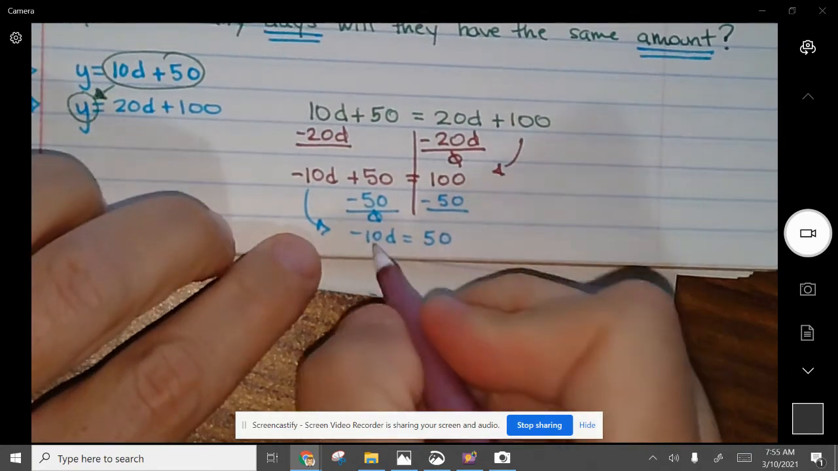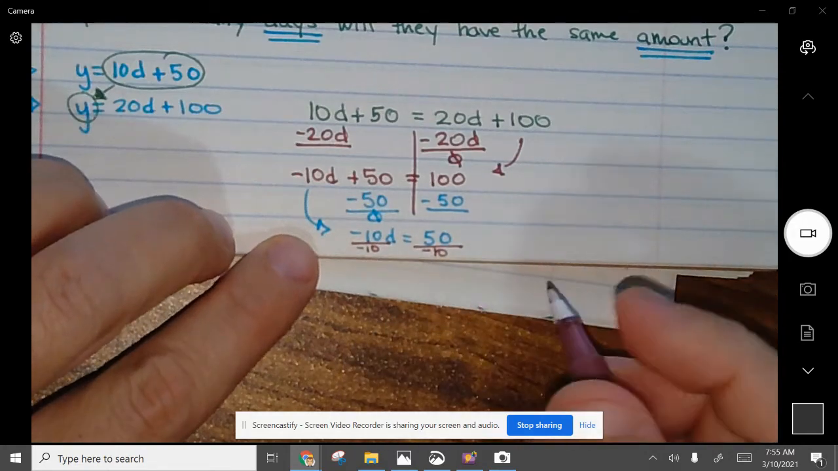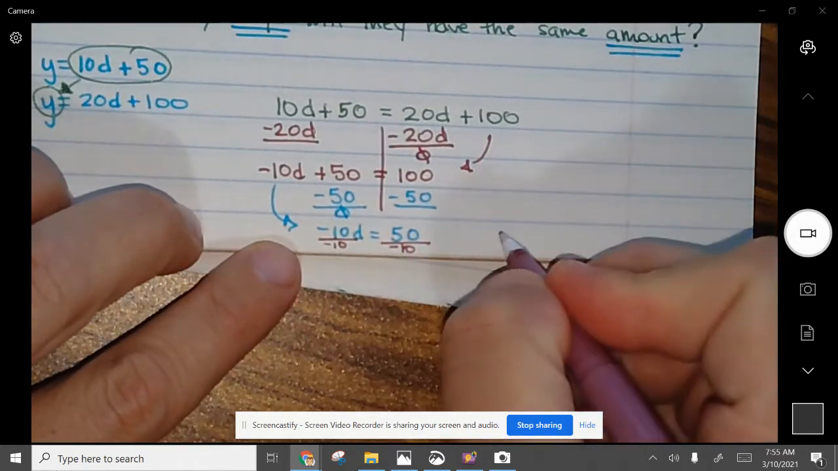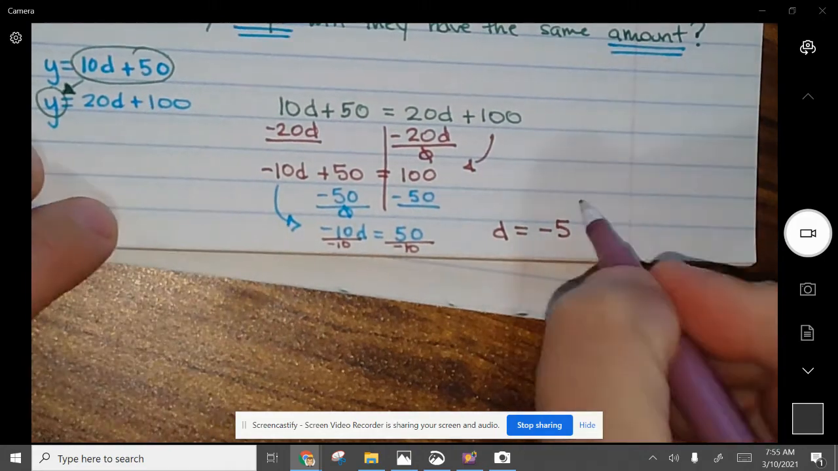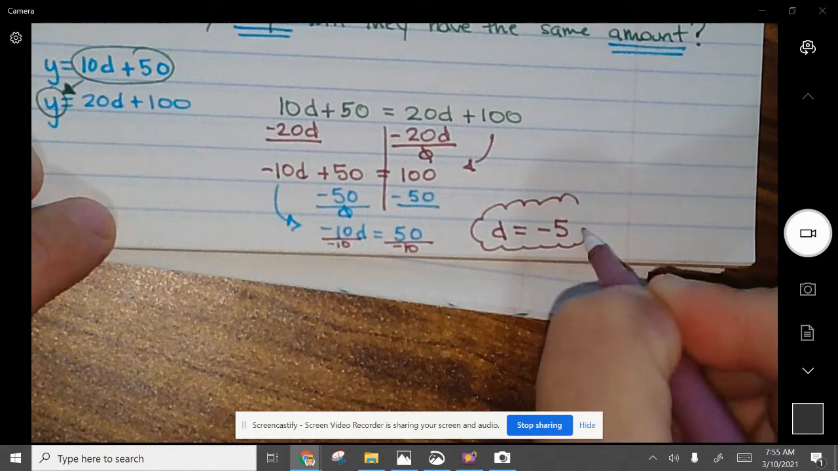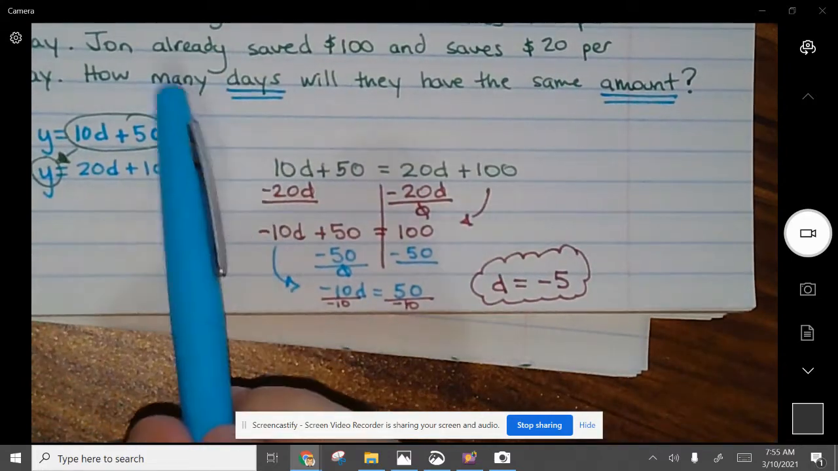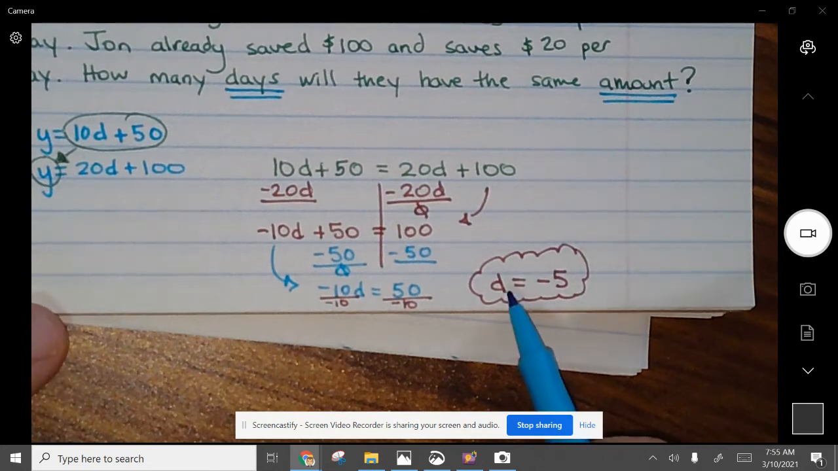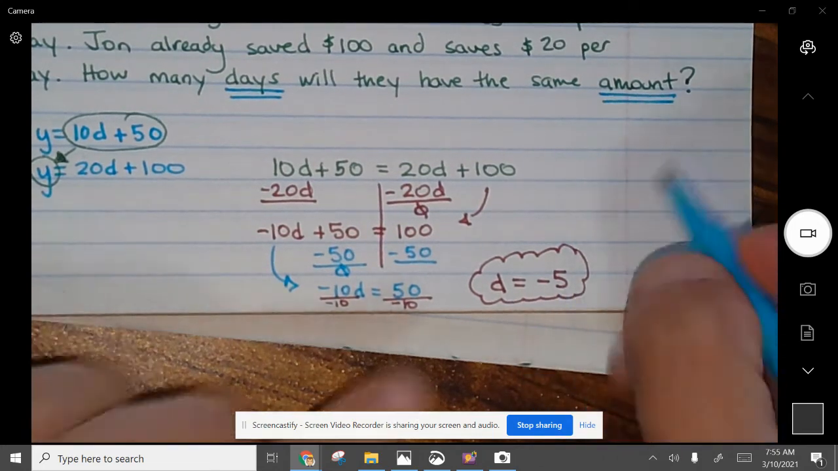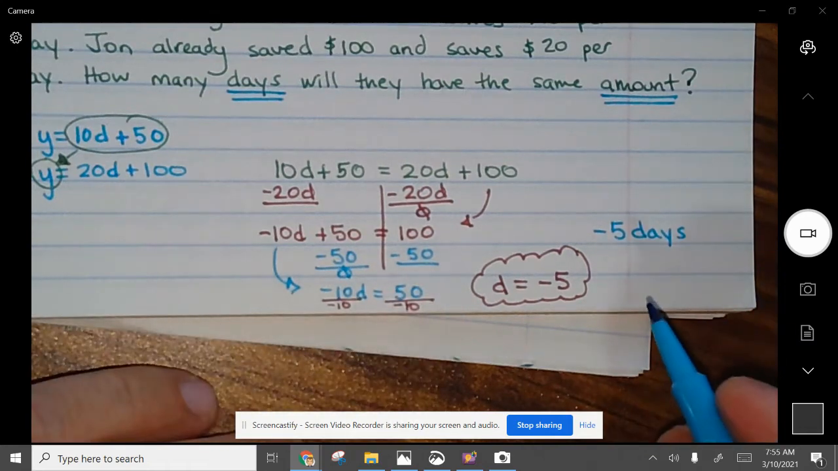All right, then divide. I'm running out of room a little bit, but divide negative 10 into 50. And your answer gets to be negative 5. Right? Negative 10 into 50 is negative 5. All right, let's talk about this. How many days will they have the same amount? Well, D is days. At negative 5 days, they'll have the same amount.